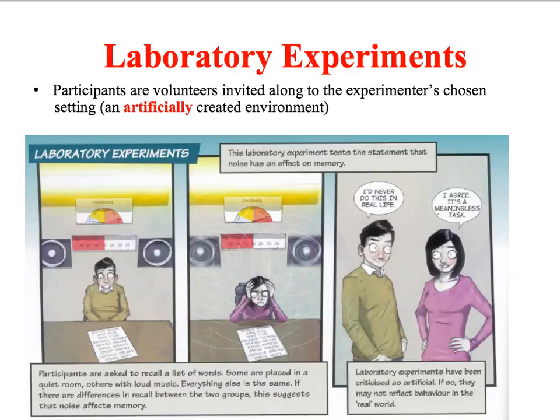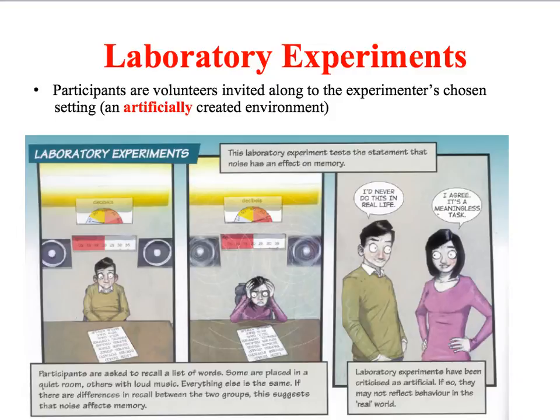Now in the social sciences, a laboratory experiment normally involves a researcher asking for volunteers who are then invited along to the researcher's chosen setting, an artificially created environment, in order to take part in the experiment. And of course the potential benefit of doing it in an artificially created environment is you can control the variables. So in the pictures that you can see, variables such as lighting and temperature are kept the same for all participants. The only difference is the noise level.